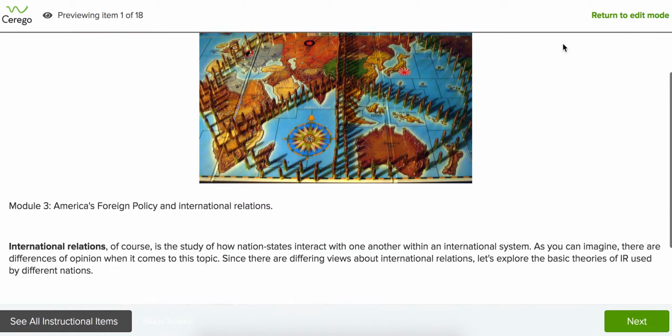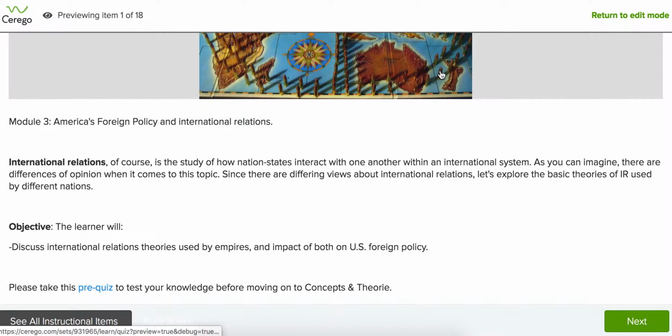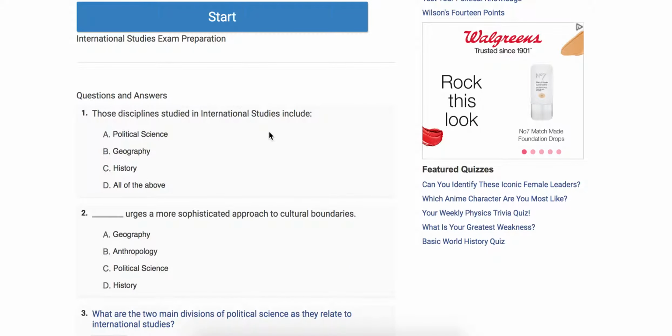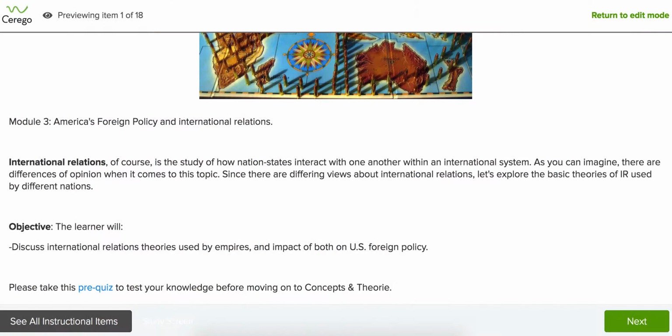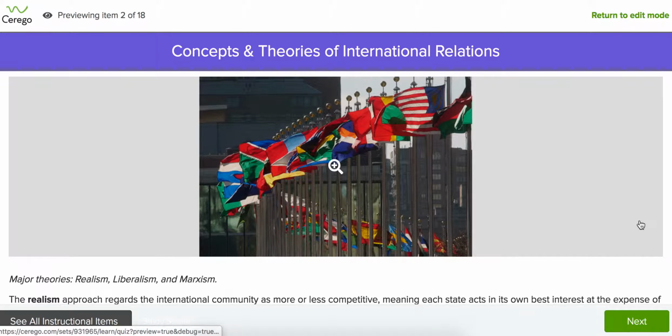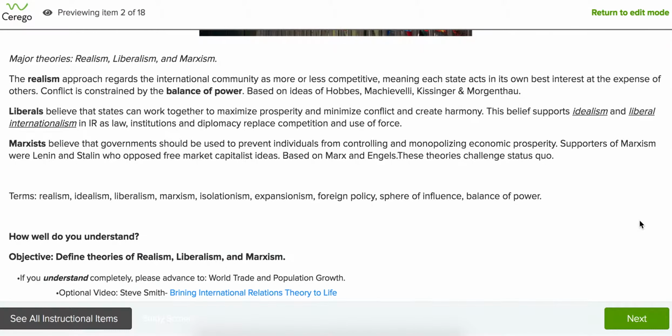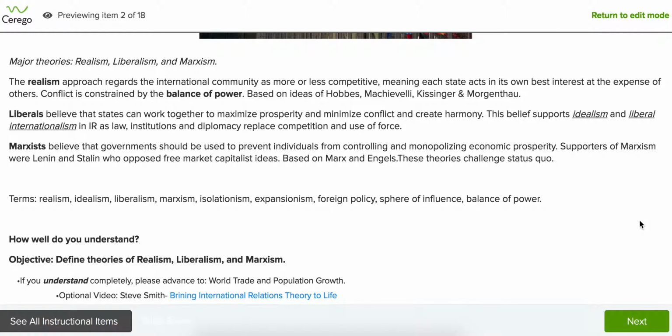It starts with an introduction, and it has a pre-quiz here, and with the pre-quiz they're able to answer some of these questions about international studies. Then they go to the next page, which is the concepts and theories, and it talks about the different areas. At the bottom it asks how well they understand it, and basically their objective is to define these theories: realism, liberalism, and Marxism.